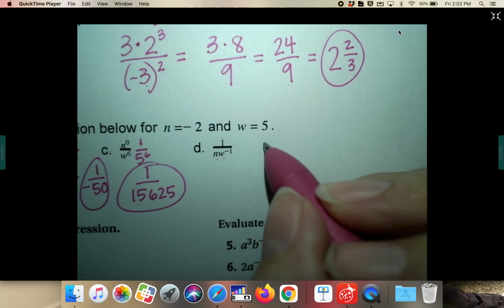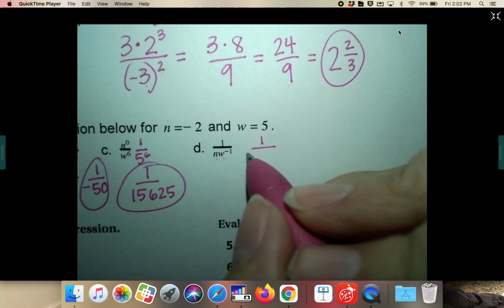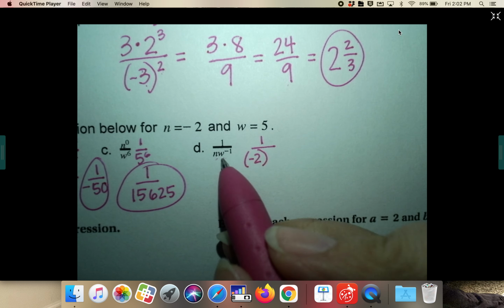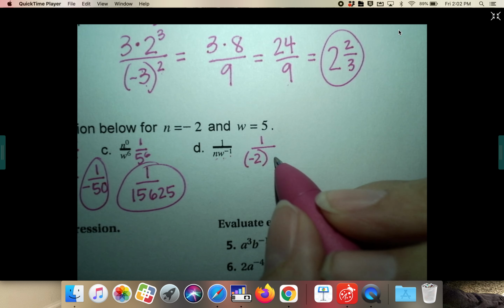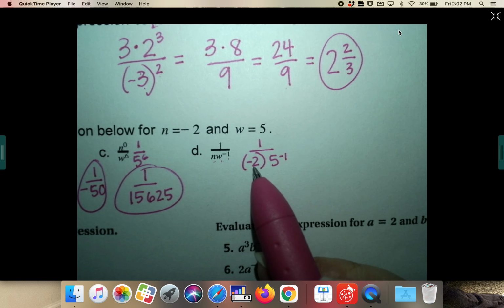So the 1 for now is fine. We'll leave the 1 up top. N is -2, and W is 5 to the -1. So this guy can stay. You can leave it down here. The number can be negative.